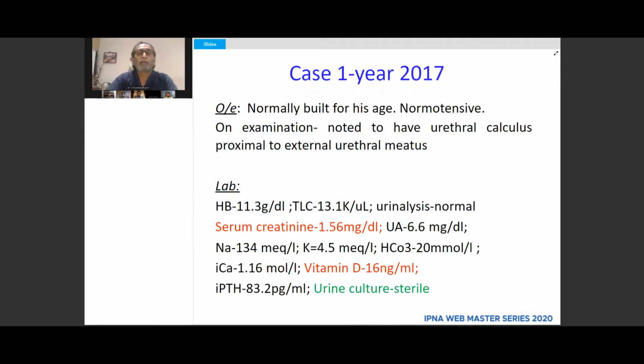On examination at presentation, he was built normal for his age. He was normotensive, and on evaluation found to have urethral calculus just proximal to the external urethral meatus. His serum creatinine was mildly elevated, around 1.56. He had hypovitaminosis, and urine culture was sterile.